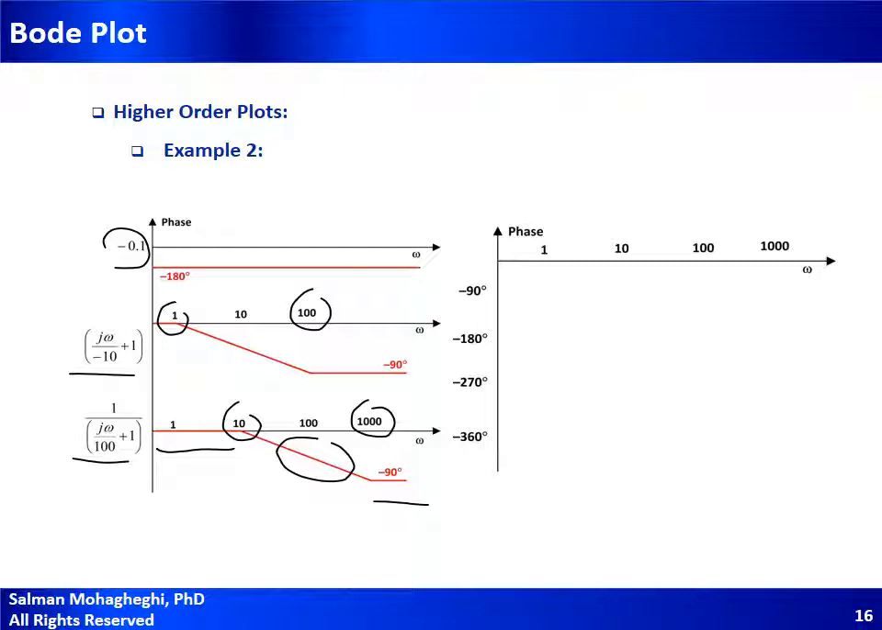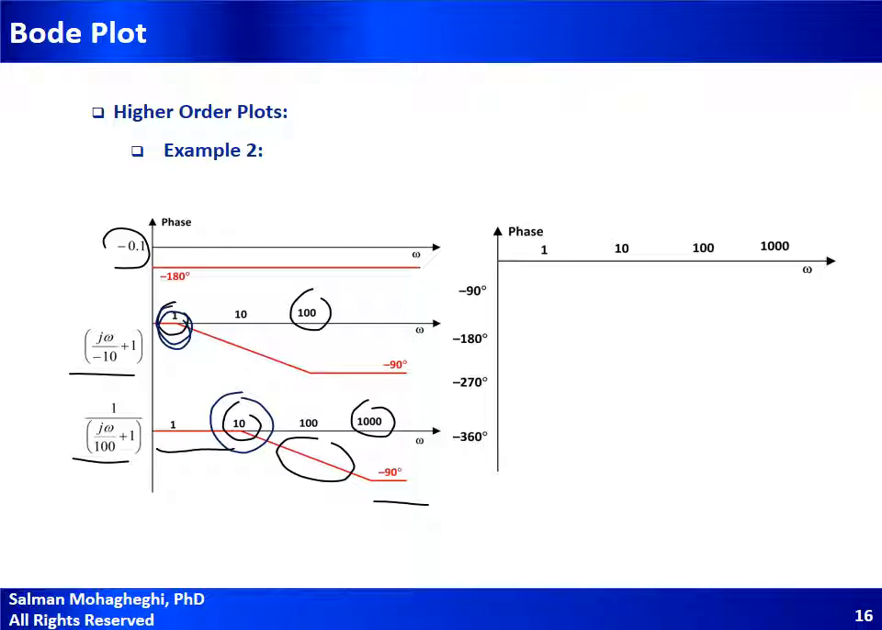So if I want to find the phase plot of the overall system, I would have to look into all these different breakpoints. Let me use a different color here. So what are the breakpoints? The first breakpoint is 1. This is where the phase angle of the 0 starts changing. The next breakpoint is going to be when the phase angle of the pole starts changing. So that's going to be point 10.